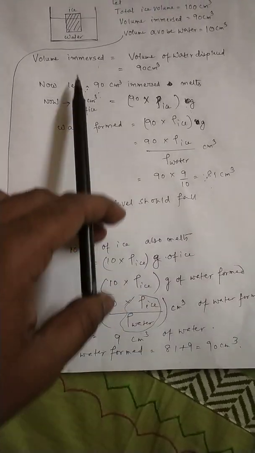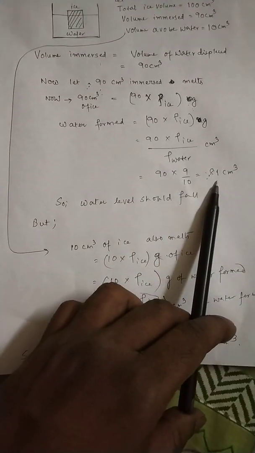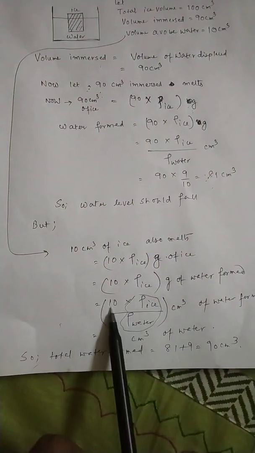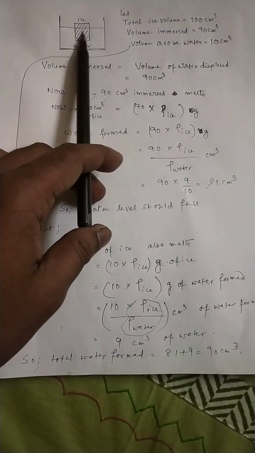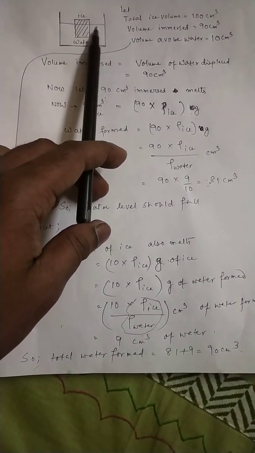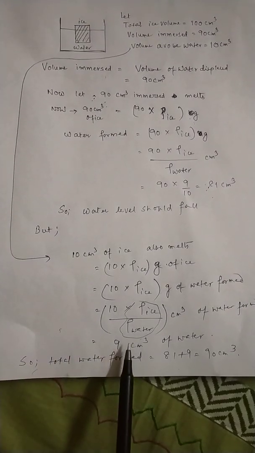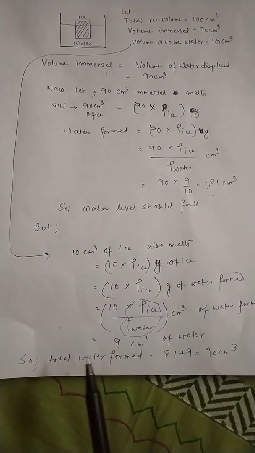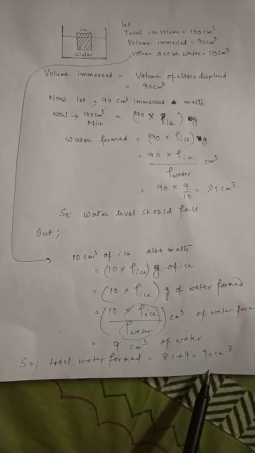So first, after the melting of the submerged part, you got 81 centimeter cube. Now the floated part, the part which is above the water level, if that part melts, then you are getting 9 centimeter cube of water. Okay, so what is the total water formed at this moment? 81 plus 9 is equal to 90.